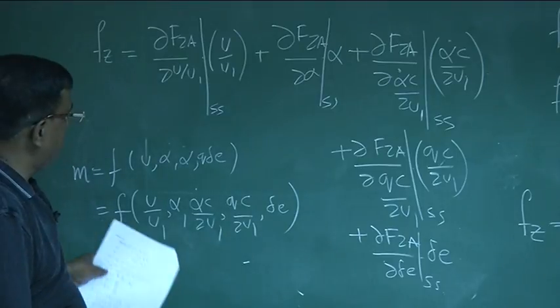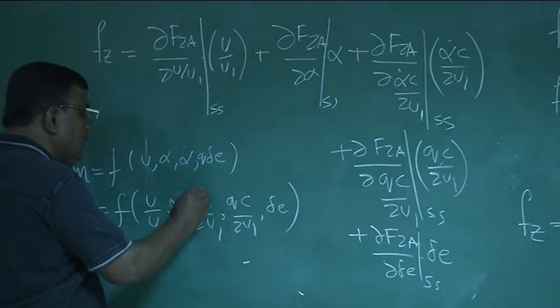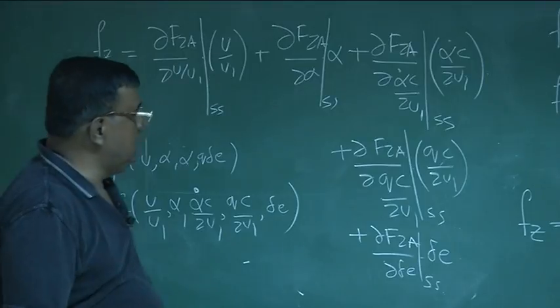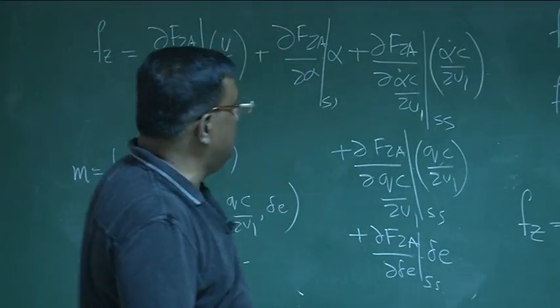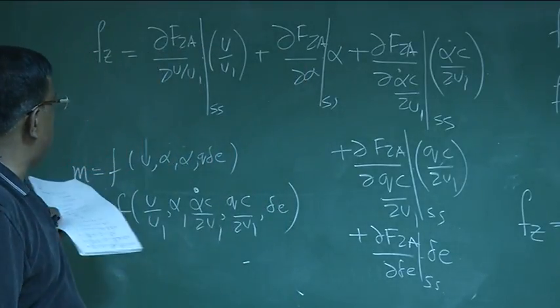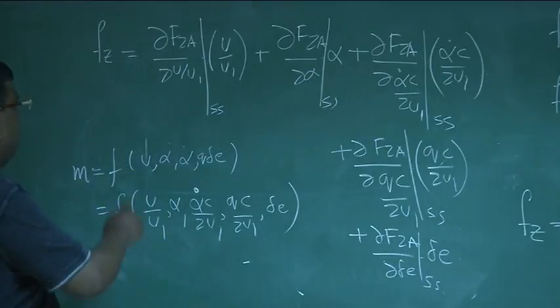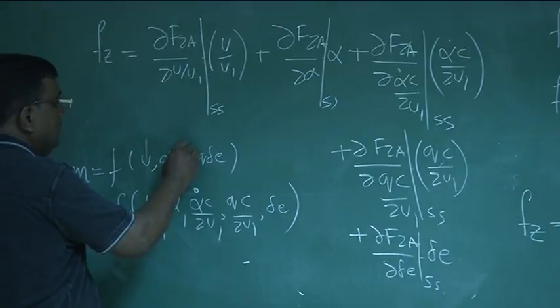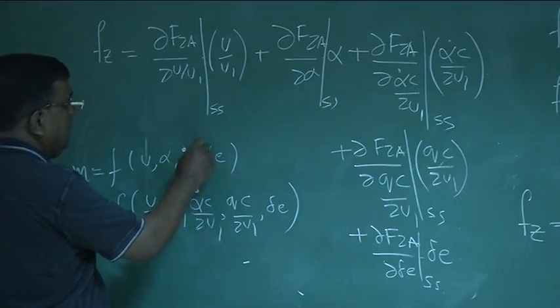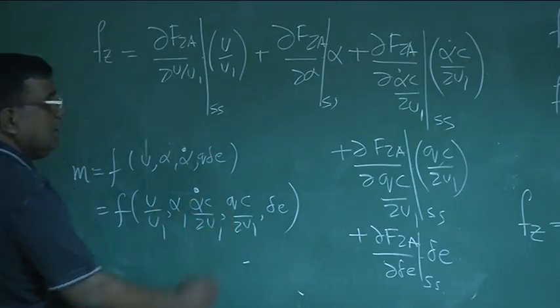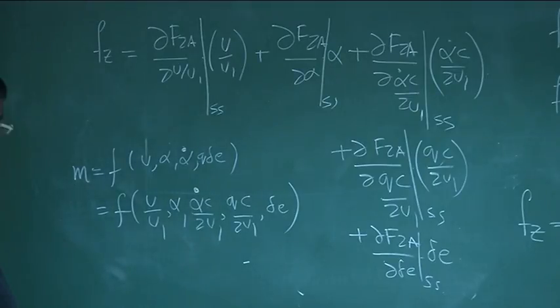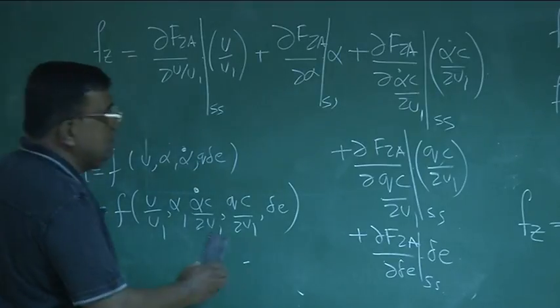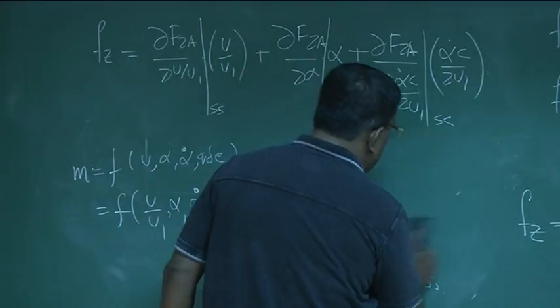Right? What have we done? We know that finally we are going to change alpha dot and q to alpha dot c by 2 u1. So mathematically we have placed u by u1, alpha dot as alpha dot c by 2 u1, and q as qc by 2 u1, and delta E to make our life simpler. Okay. So now if I use this and write the expansion, what do I get?